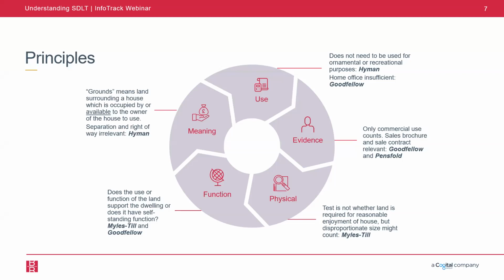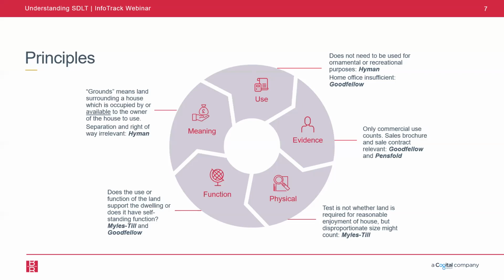And then finally, if we go to function, I think this is probably, if you were trying to define this subject and work out where the boundary is for determining whether land bought with a house constituted part of the grounds of the house, the one factor that encapsulates a lot of what was said in the other cases. And that is, ask yourself, does the use or function of the land support the dwelling, or does it have a self-standing function? And in Goodfellow in particular, reference was made to the character of the property in question and the fact that it was equestrian, and that land was needed to enjoy the property in terms of its privacy and security. And the mere fact that the land might be what's called a treasured view from the house might be enough to say that it supports the dwelling.